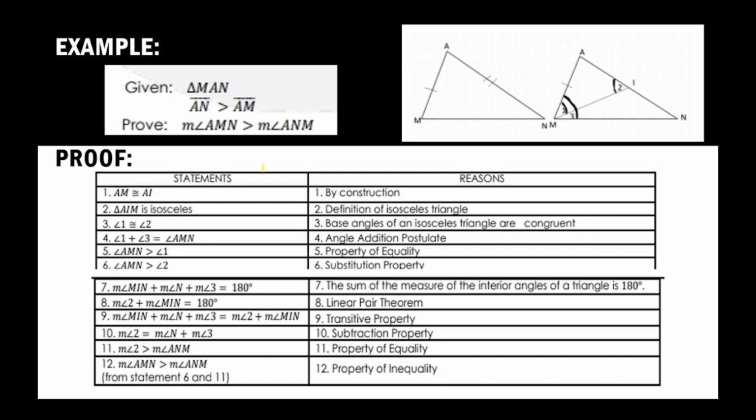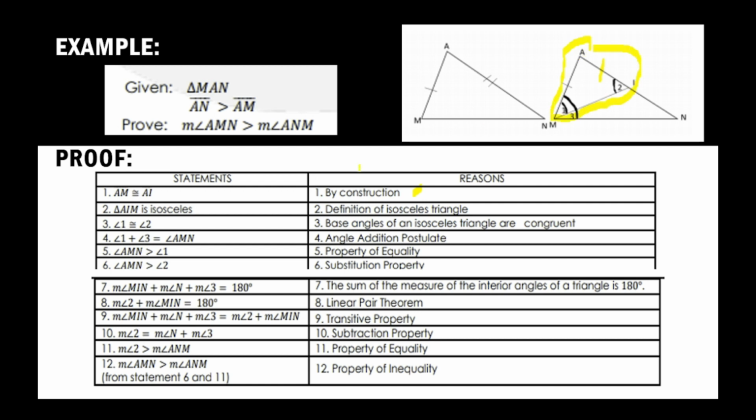But it's the same idea. Given triangle MAN, and side AN is greater than side AM. Prove. So, on the second figure, we drew segment MI so that we can create AM congruent to AI, so that we can compare two triangles. Okay, so we have AM is congruent to AI. That is by construction. We constructed it. So triangle AIM, this one on top.